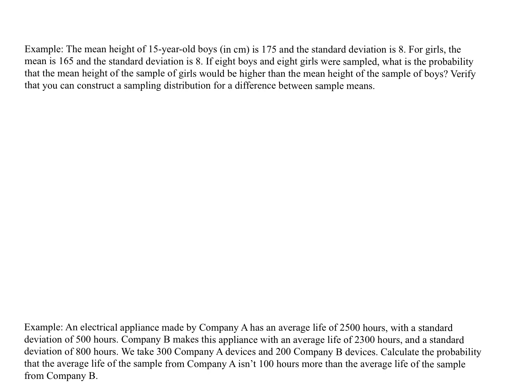So the first thing I have to do is label x1 bar and x2 bar. So I'm going to have x1 bar be my boys and x2 bar be girls. Okay. So I am looking to find the probability the mean height of girls would be higher than the mean height of boys. So that determines my probability statement. So I'm going to look at the probability that x1 bar minus x2 bar is less than 0. Since girls is x2 bar, their difference would be negative if girls were taller.